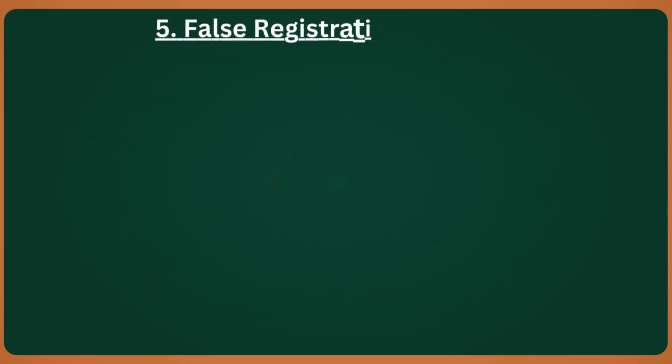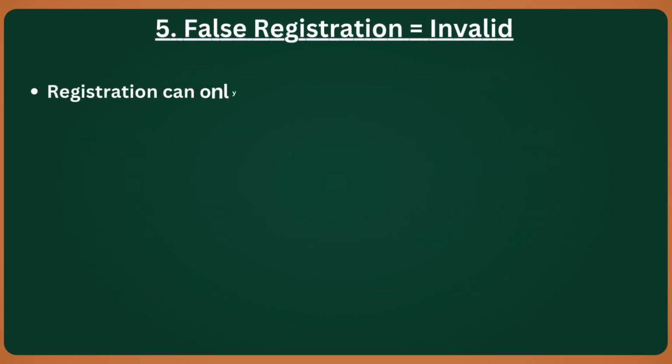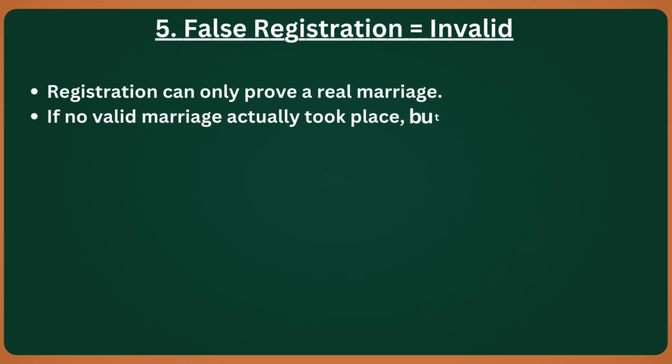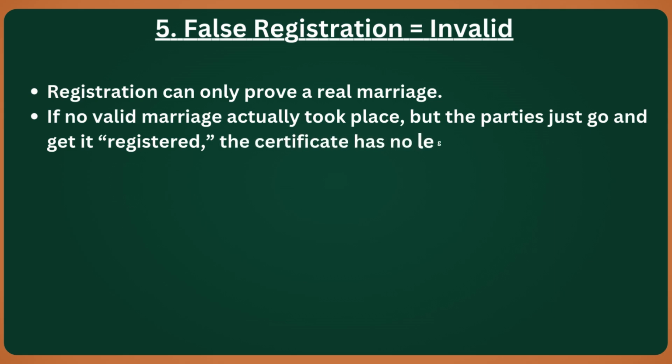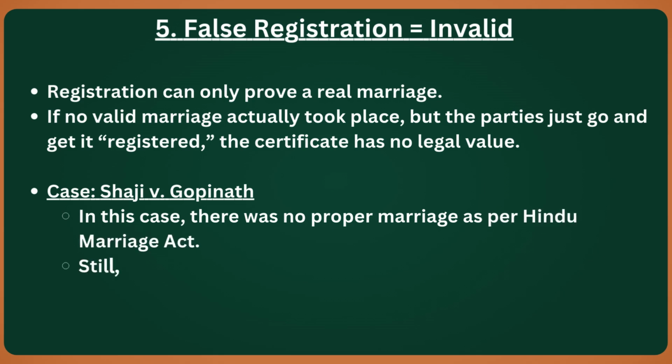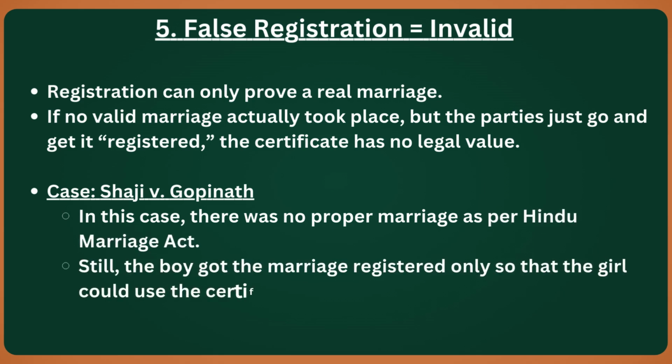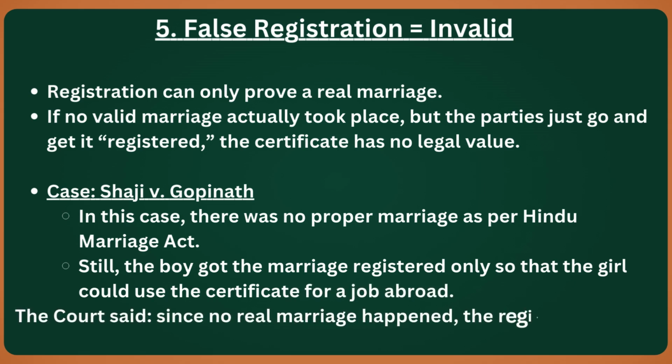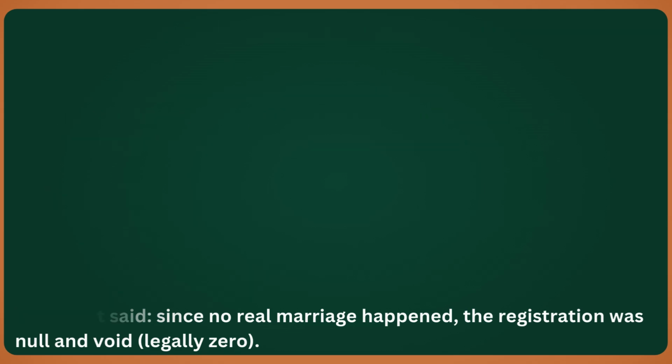Next, false registration does not make an invalid marriage valid. Registration can only prove a real marriage. If no valid marriage actually took place, but the parties just go and get it registered, the certificate has no legal value. Case: Shaji v. Gopinath. In this case, there was no proper marriage as per the Hindu Marriage Act. Still, the boy got the marriage registered only so that the girl could use the certificate for a job abroad. The court said, since no real marriage happened, the registration was null and void, legally zero.